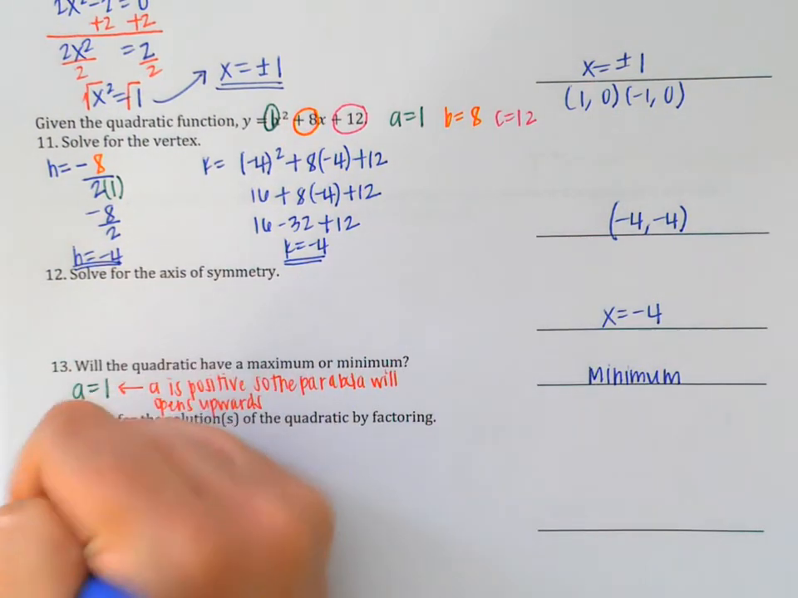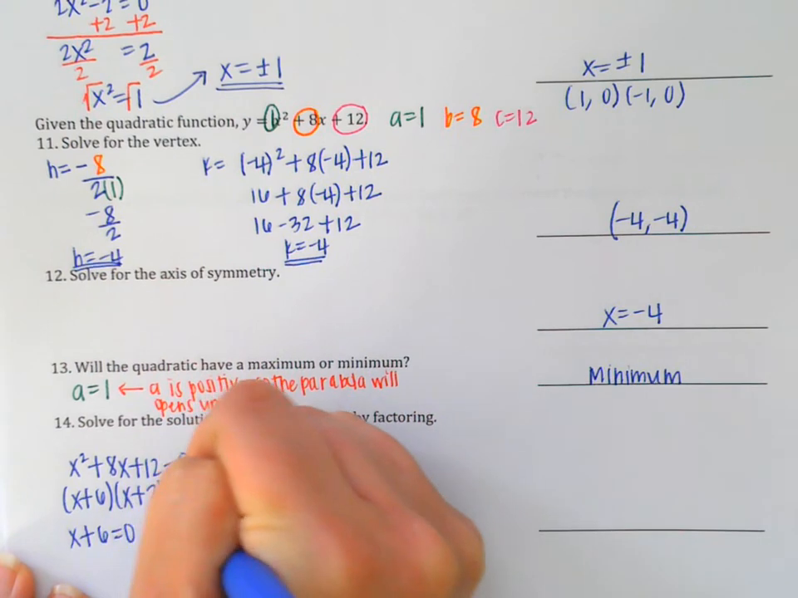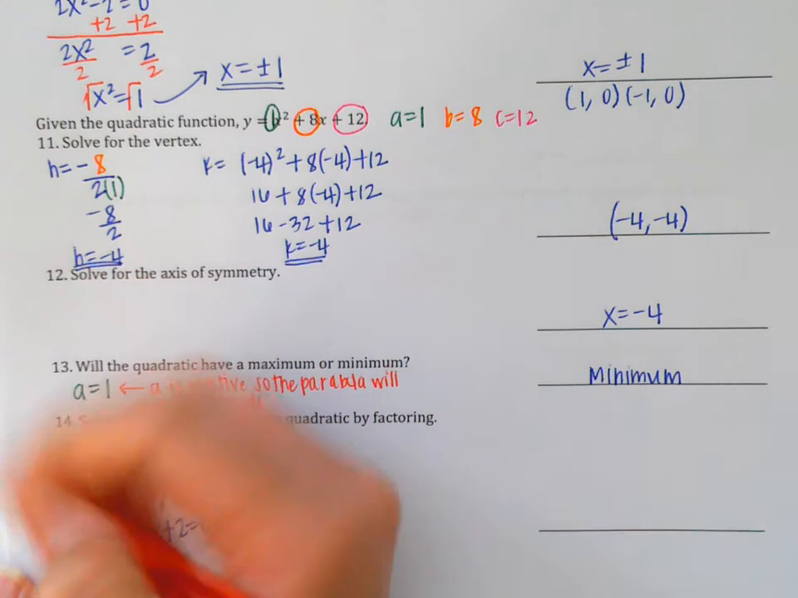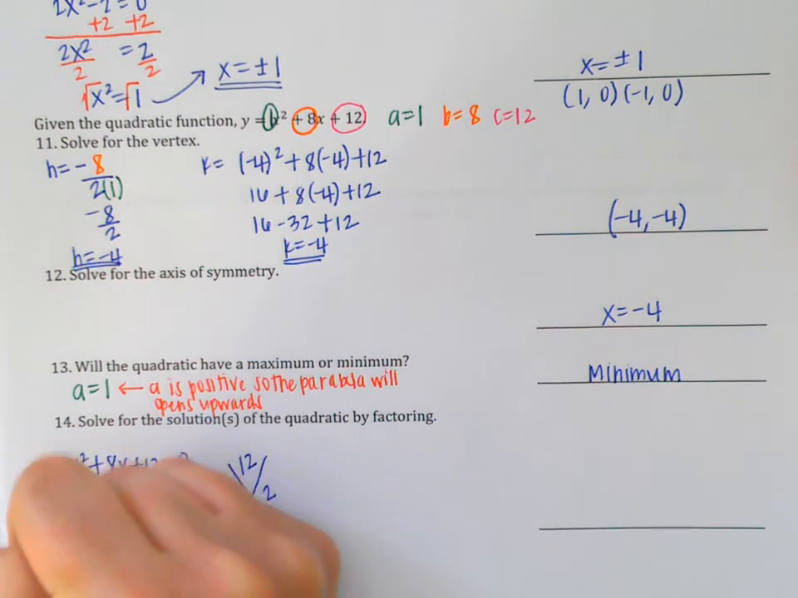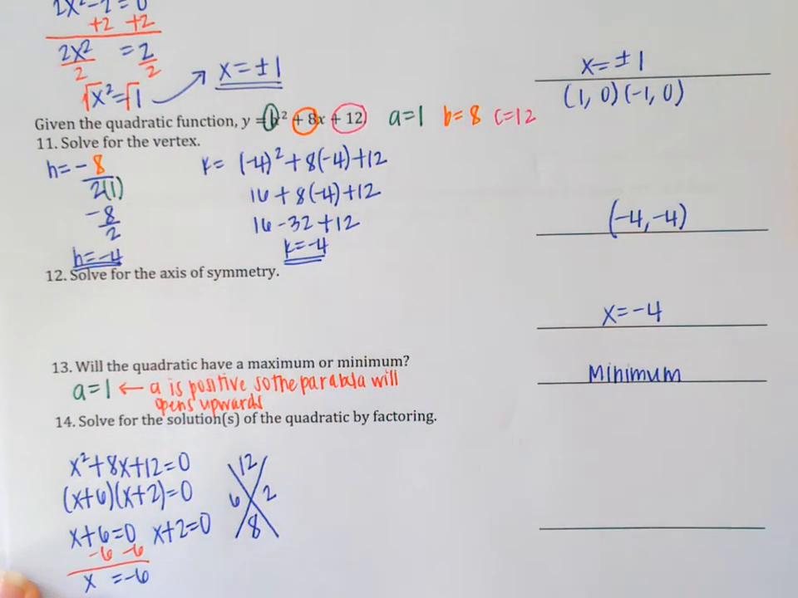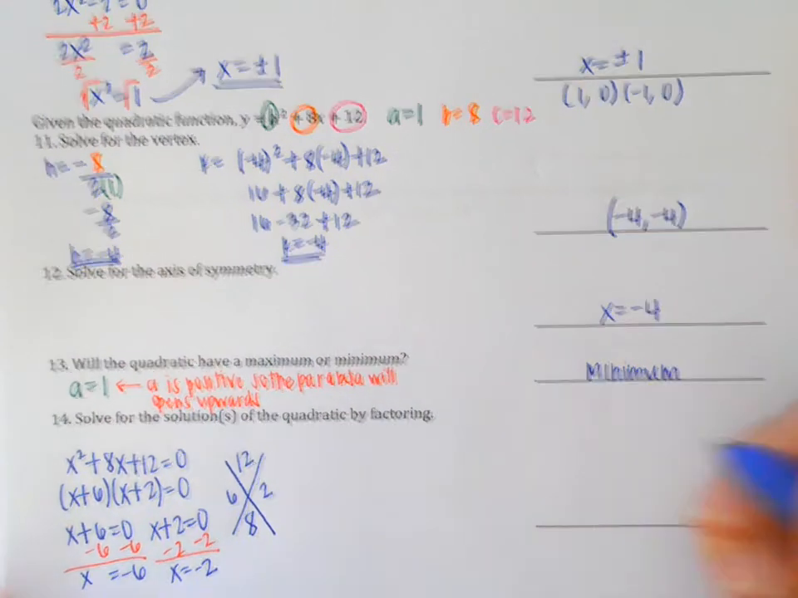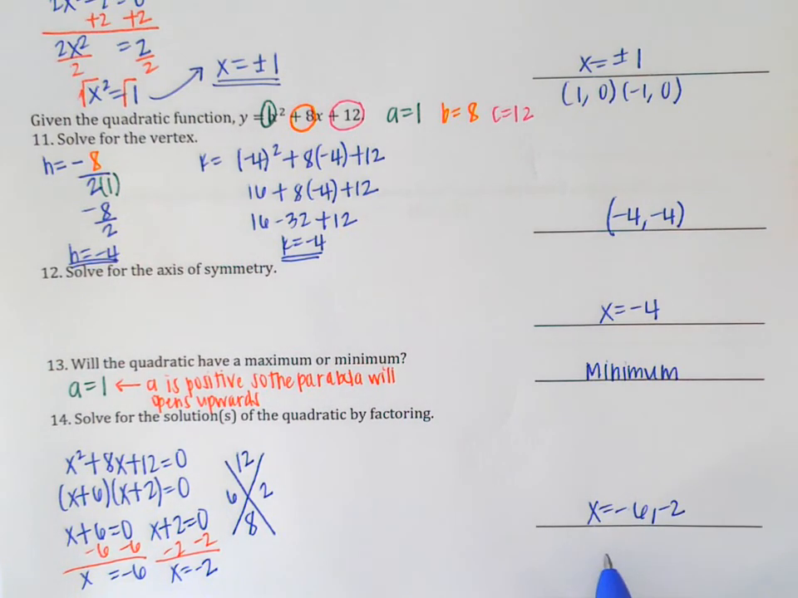And then I can set each factor equal to 0. x plus 6 equals 0 and x plus 2 equals 0, and solve. So subtract 6 from both sides. I get x equals -6. Subtract 2 from both sides, and I get x equals -2. So I get my two solutions, -6 and -2. So if I were to graph this, that is where my graph would cross the x-axis.